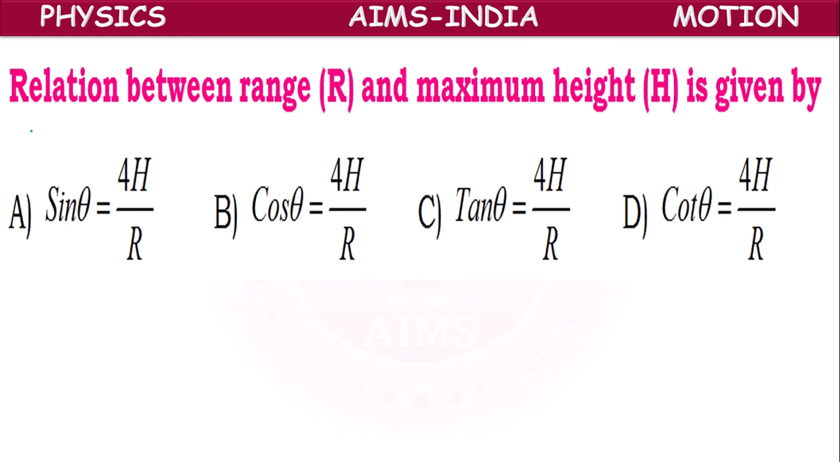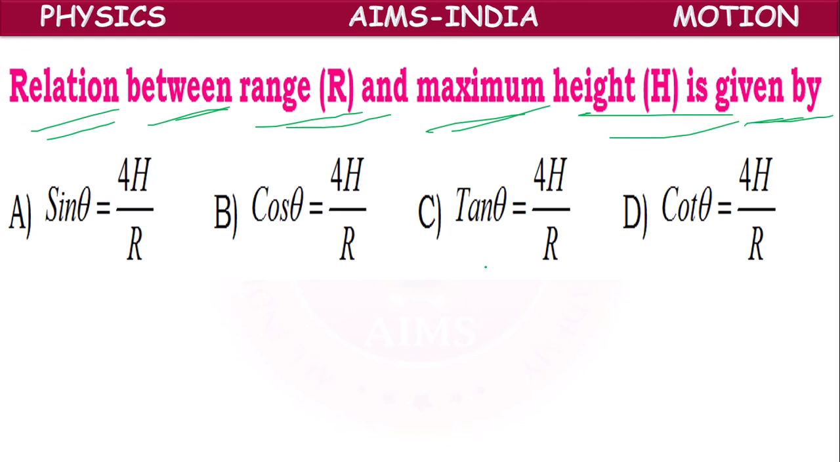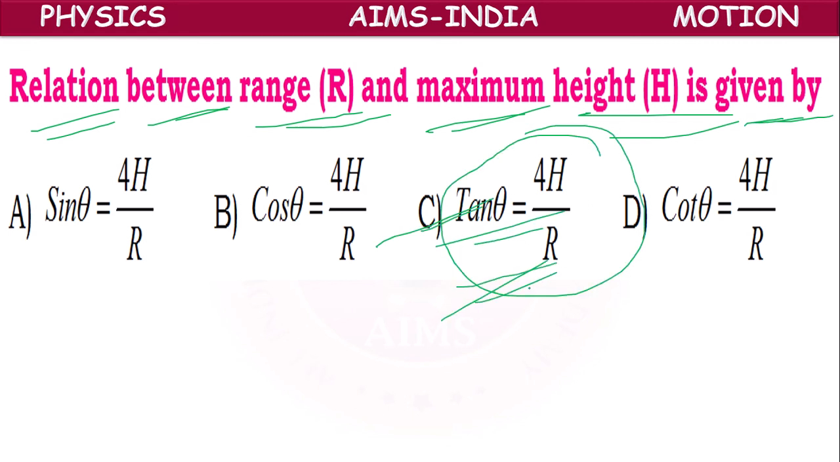Next one, a relation between range and maximum height is given by, we have the formula tan theta equal to 4h by r.